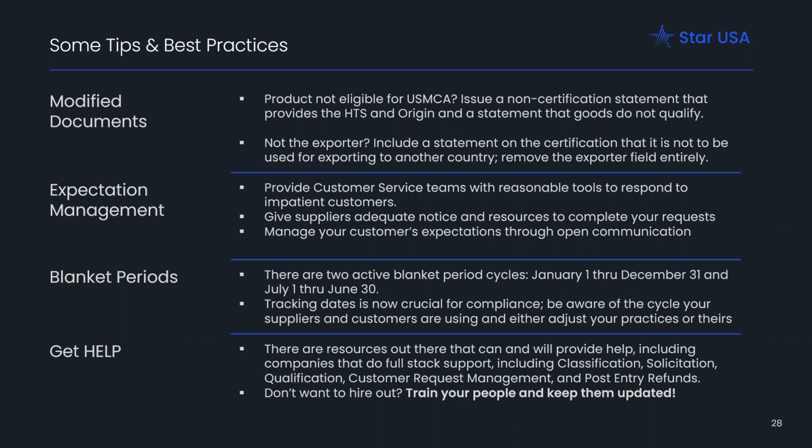Blanket periods. There are 2 active blanket period cycles happening right now with USMCA. I don't love it, but it does exist. We have January 1st through December 31st, the standard calendar year. And since USMCA went into effect on July 1st, we now have a July 1st through June 30th cycle period. This puts a tremendous onus on tracking for compliance purposes because you may be on a calendar year cycle, but your suppliers are on that mid-year cycle and your certifications expire and you don't have new documentation in hand during the middle of the year.